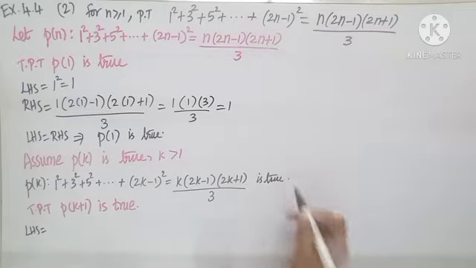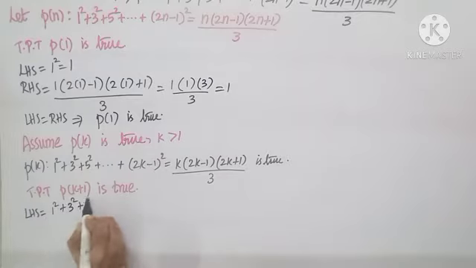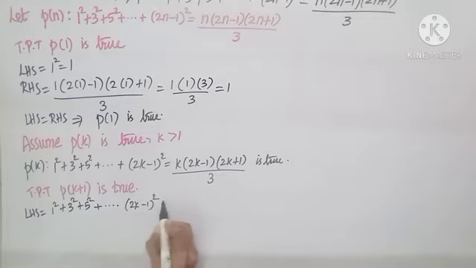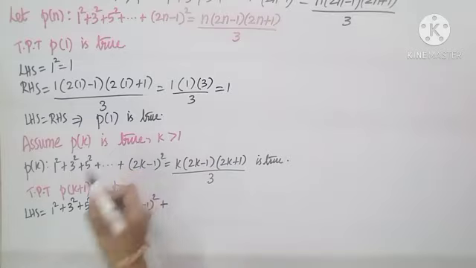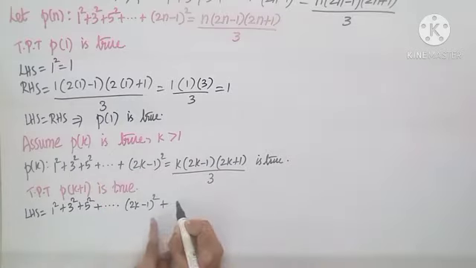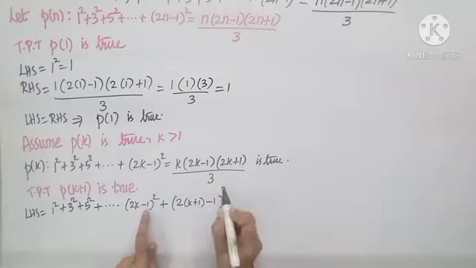What is my next step? To prove that P of K plus 1 is true. Copy the same thing, 1 square, 3 square, 5 square and so on, 2K minus 1 the whole square. This is P of K. What we want is P of K plus 1. Write one more term, 2, in the place of K, put K plus 1 minus 1 the whole square.